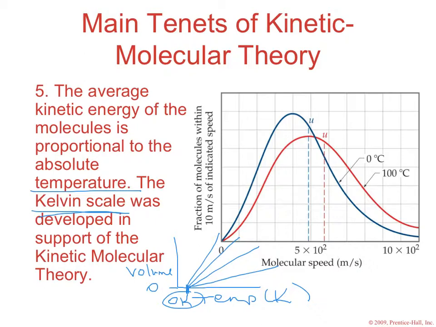So not only did we discover absolute temperature from that experiment, we also came up with the Kelvin scale from that, because only when it's plotted versus Kelvin do we see a direct relationship between kinetic energy and temperature.